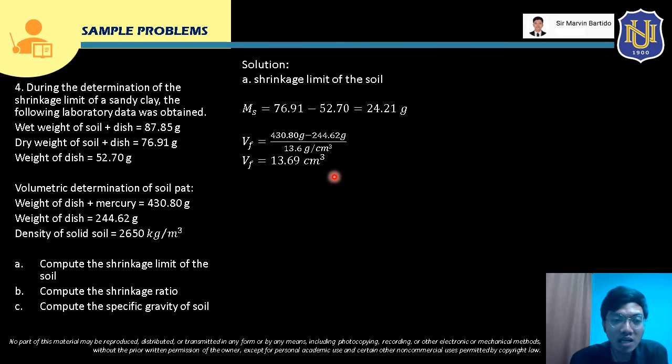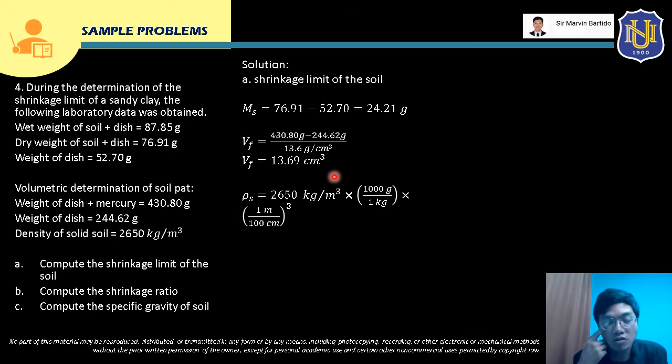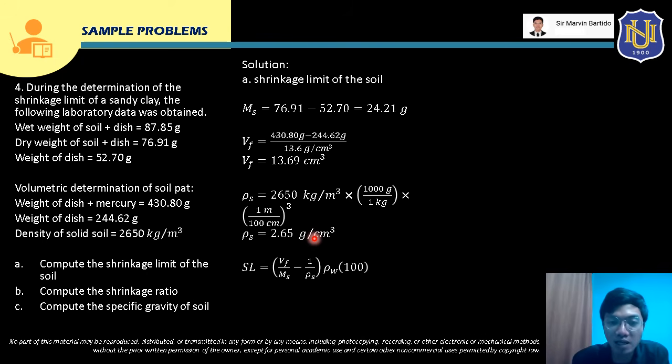And then, given din yung density ng soil solid, which kailangan natin dun sa formula natin. So, ito ay density ng soil solid, rho sub S, 2,650 kg per meter cube. Yung mga units kasi natin dito, gram at centimeter cube, so kailangan natin i-convert into gram per centimeter cube. Converting this, it will become 2.65 grams per centimeter cube. So ito na, kompleto na yung mga given natin para dun sa formula.